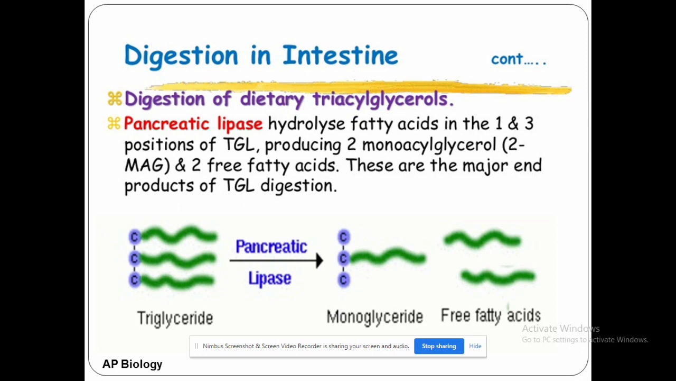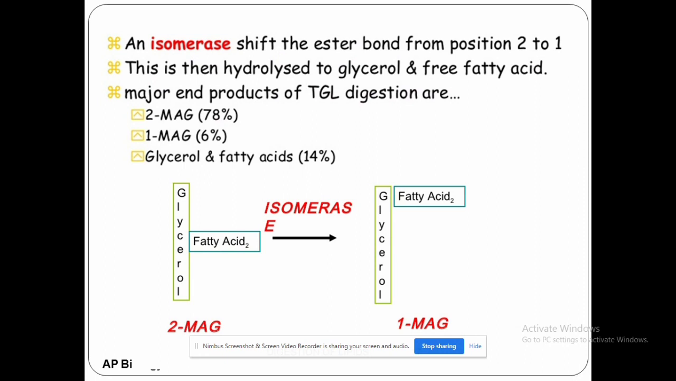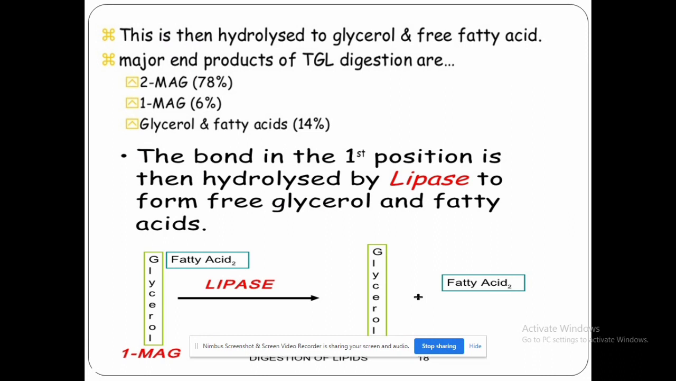2-monoglyceraldehyde. 2-mono means the fatty acid is attached to the second carbon of the glycerol, and then this 2-monoglyceraldehyde is converted into the 1-monoglyceraldehyde through isomerase shift. The isomerase will act and shift the fatty acid from the second position to the first position. Then this 1-monoglyceraldehyde will be acted upon by the lipase and converted into glycerol and fatty acid.